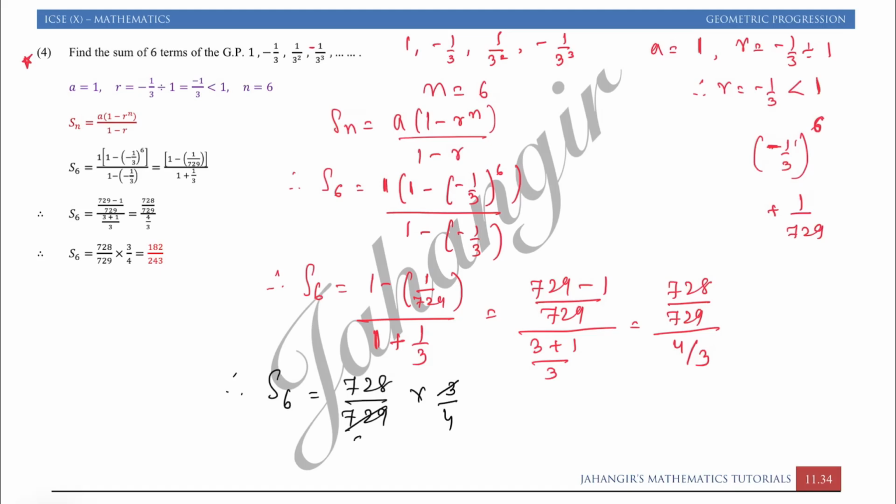3 ones are 3, 8 0s are 0, 4 ones are 4, 4 8s are 32, 182. Sorry, I did the wrong cancellation with 3, let me do it properly. 3 2s are 6, 3 4s are 12, 243. So the answer is 182. Therefore S6 is equal to 182 upon 243. Hope you have understood how to apply the sum formula.